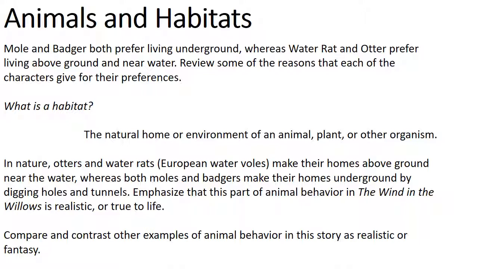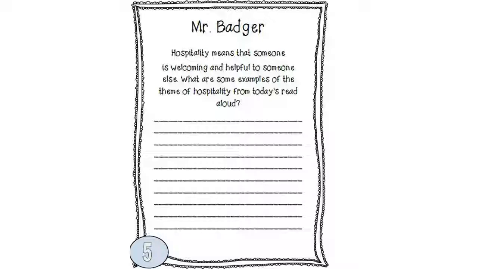So that's part of animal behavior that we see in The Wind in the Willows that is realistic or true to life. So compare or contrast other examples of animal behavior in this story that is realistic or fantasy. Feel free to write those responses. And here is listening journal, page 5, where you'd write down your examples of the theme hospitality from today's read aloud.